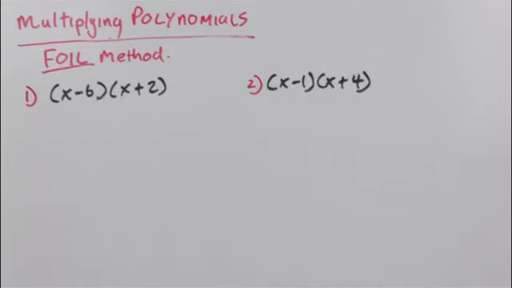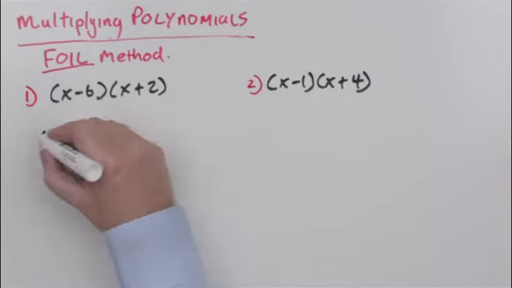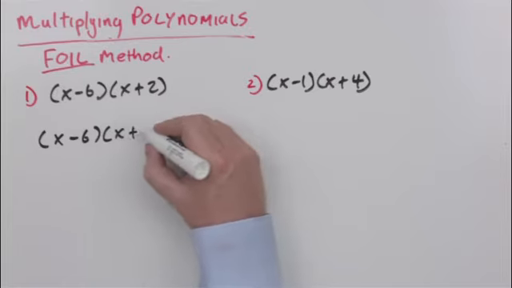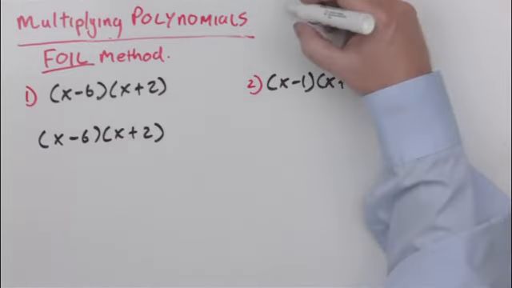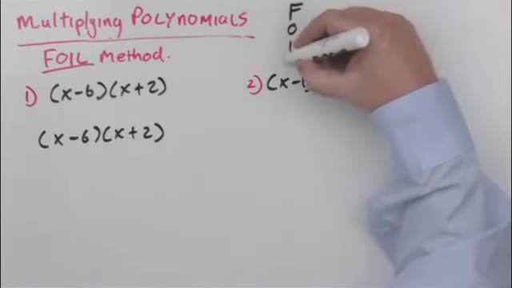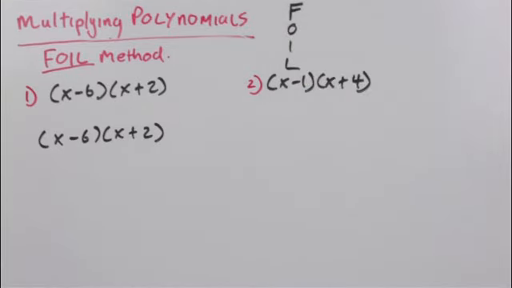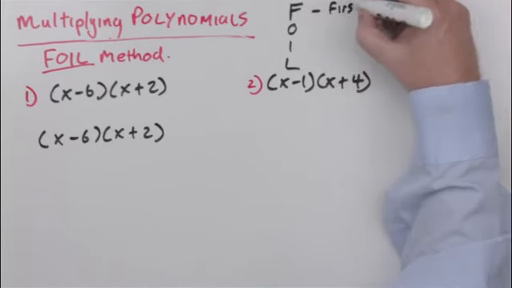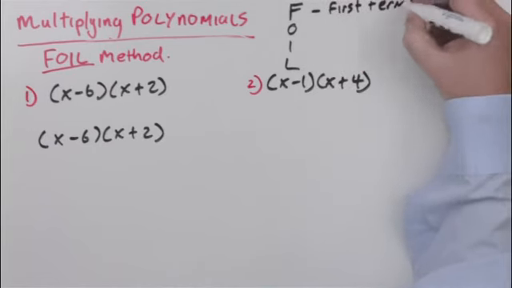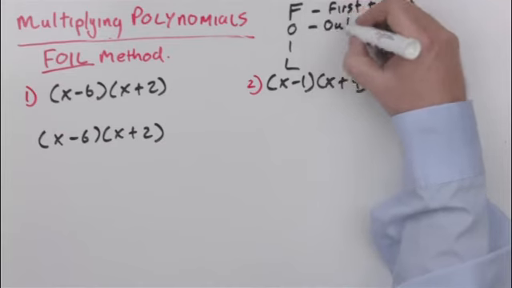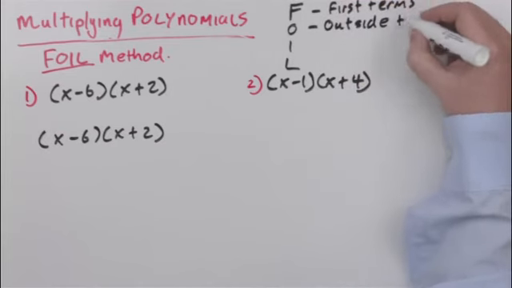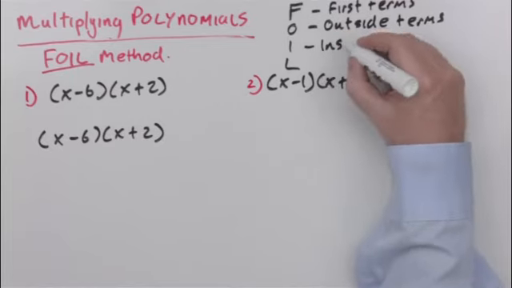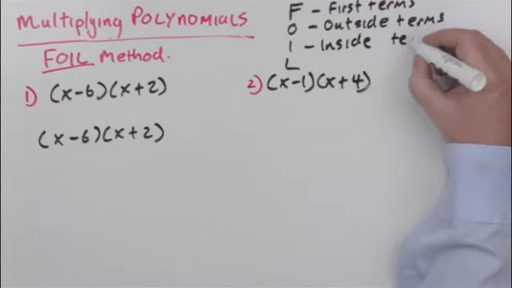Great. A more common way of multiplying polynomials is something called the FOIL method. The FOIL method helps remind you what order to multiply things in. So let's see, I'm going to multiply x minus 6 and x plus 2. I'm going to use a method called FOIL. F-O-I-L. The F stands for first terms, so first you're going to do the first terms. The O stands for outside terms. The I stands for inside terms. And the L stands for the last terms. So let's see how that looks in practice on our problem here.